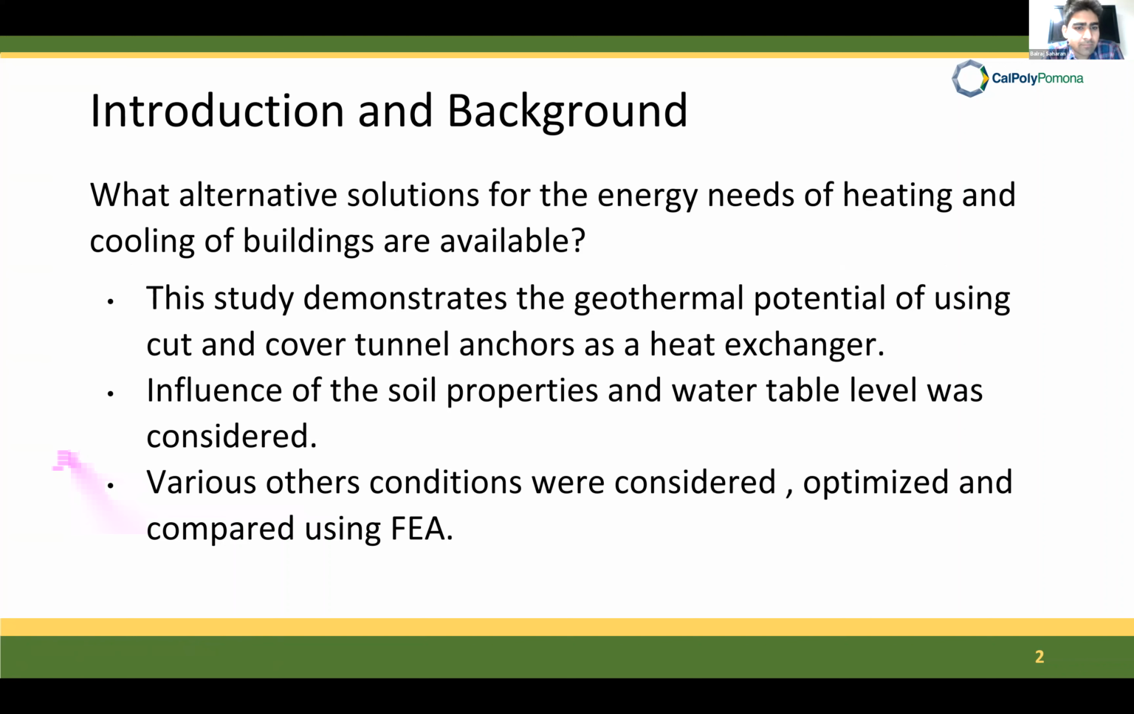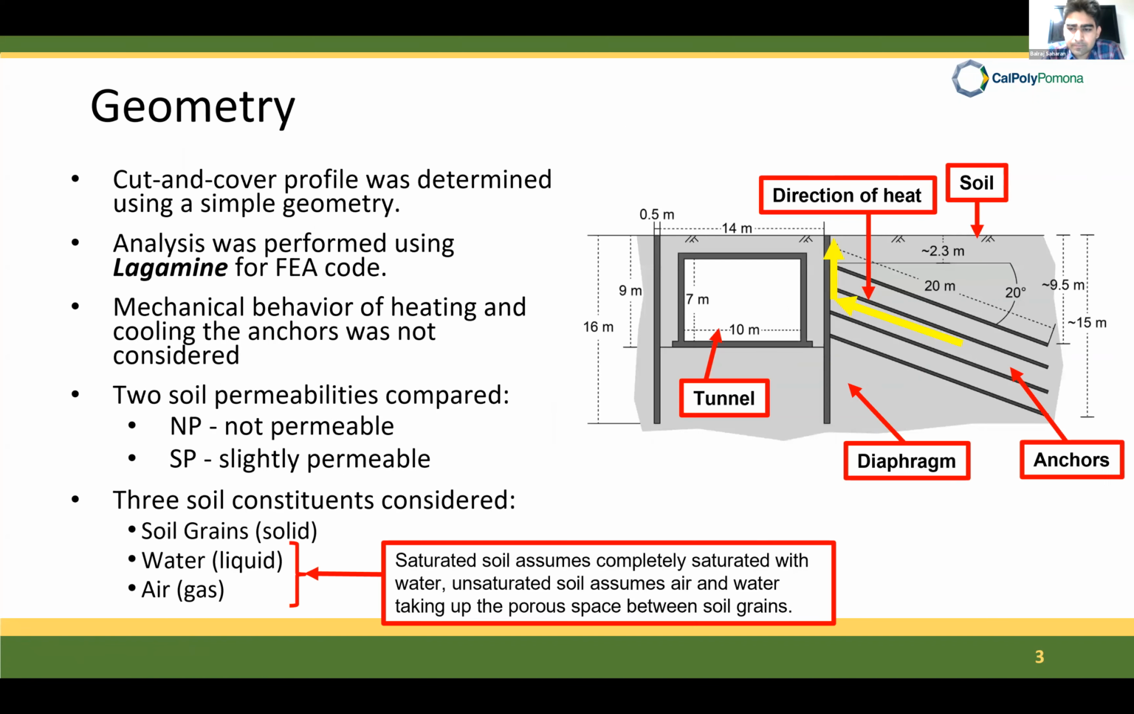In this, we consider the influence of soil properties and water tables, and optimization and comparison is done using finite element analysis. So the geometry looked at was the cut and cover profile with the anchor pins and the walls that were used for construction of the tunnel. And Lagamine was the FEA code that was actually used to do the analysis of heat extraction, which you can see in the yellow arrows. And there was no mechanical behavior, strictly thermal behavior that was analyzed here.